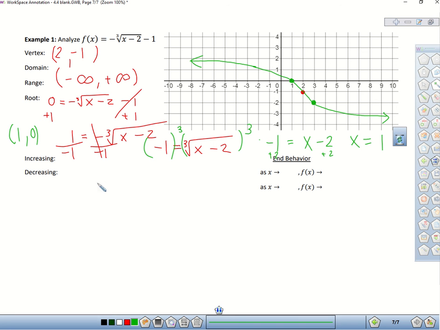So is this graph ever increasing from left to right? No. But it is always decreasing, right? And its end behavior, as x goes in the negative infinity direction, my function goes up. And as my x goes in the positive infinity direction, my function goes down. Like that.